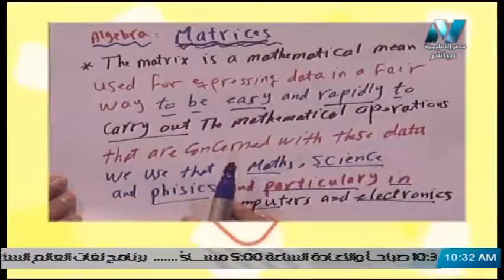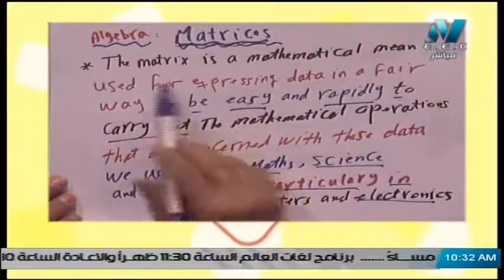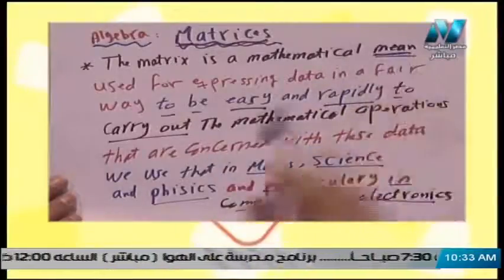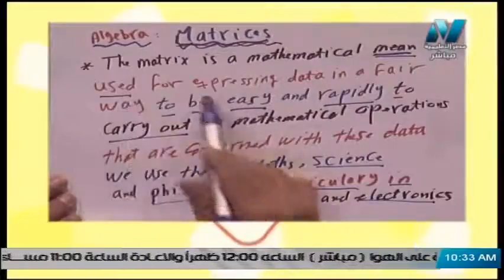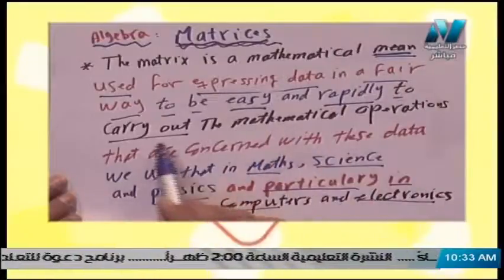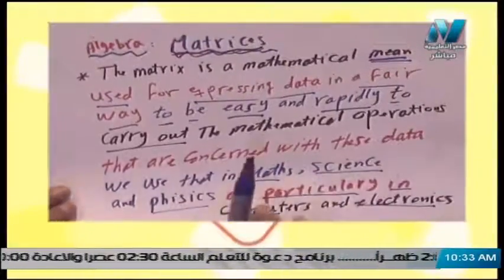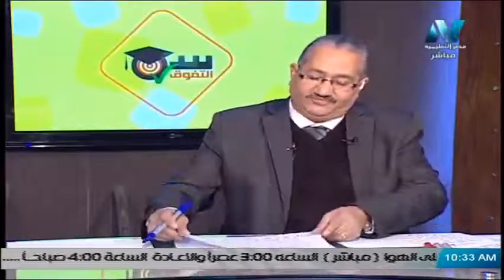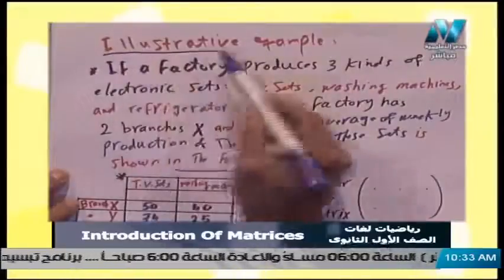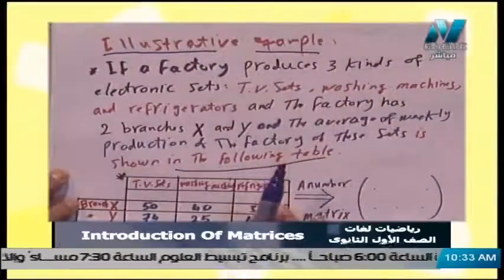We have here an introduction, and the matrix, as we said, is a mathematical means. It's a method, a way used for expressing data in a fair and easy way, to rapidly and easily carry out the mathematical operations. Let's move to the second example. We have an illustrating example here to make it easier for you to know what matrices are. Let's concentrate here.